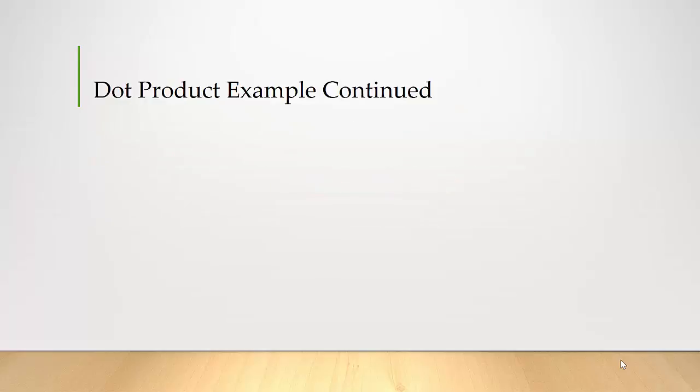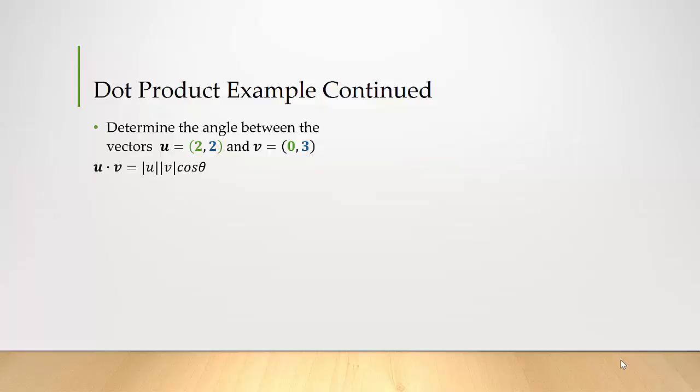So let's look at our example again. Let's say we have u and v, and I want to determine the angle between those two vectors. Well, I know my equation: u dot v equals the length of u times the length of v times the cosine of the angle between them. And I want to solve for that angle. Well, I know u dot v was 6 from our prior calculations. I can compute the length of u, which is the square root of 8, and the length of v I can also compute, which is 3.